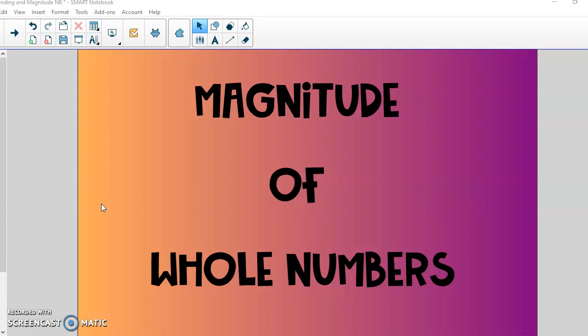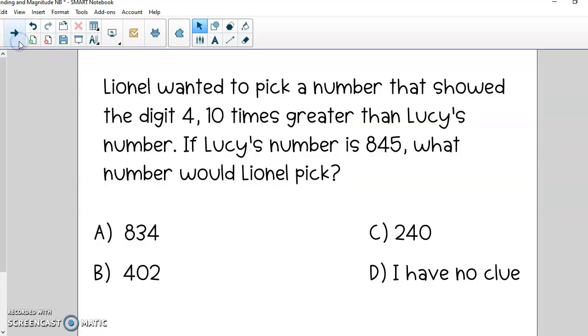When we're talking about magnitude of whole numbers, we're talking about increasing or decreasing the value of numbers according to their place value. Today, we're talking about just increasing the value of numbers. We're going to take a look at this question, and I would like for you to read it along with me and choose the best choice, and we'll talk about it.